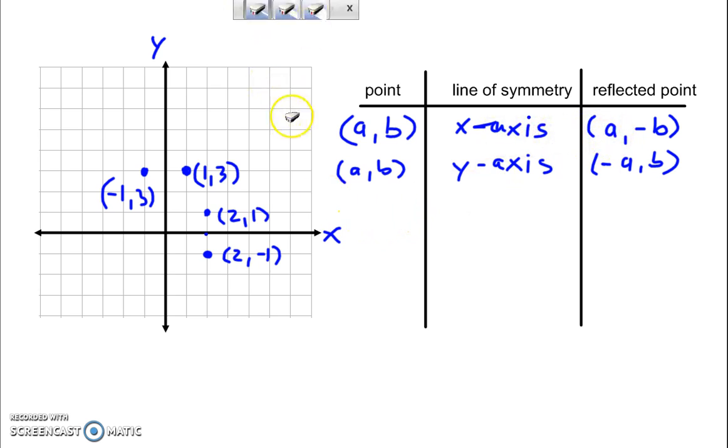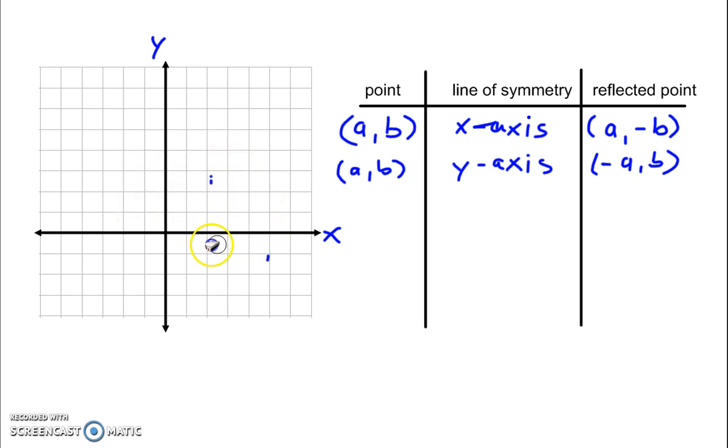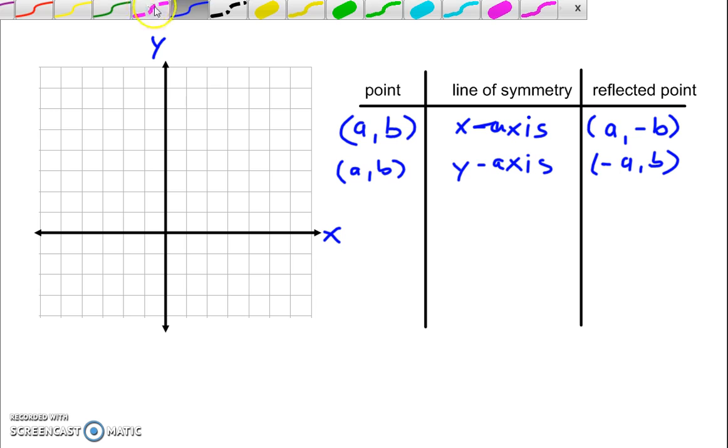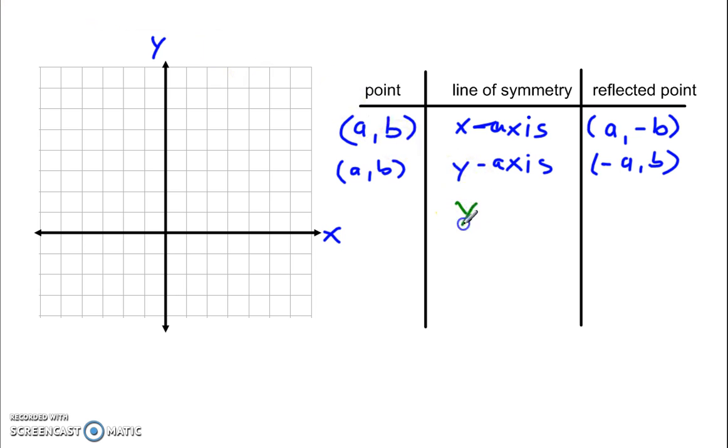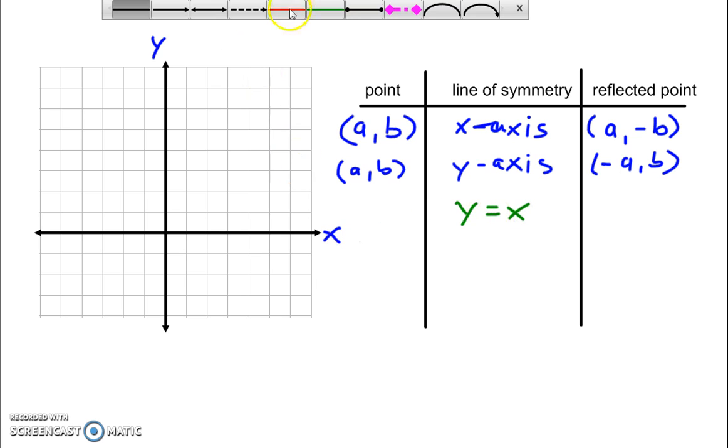Okay, well, let's have a look at a couple other special examples. If I want to reflect across y is equal to x, that's a line, and this line looks like so.